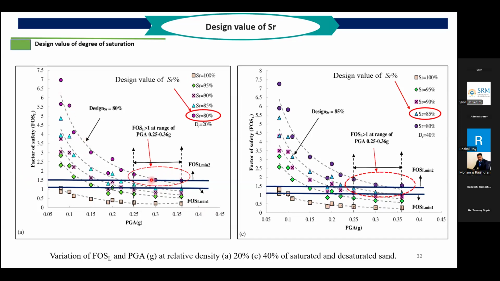So this is what we developed with respect to the induced partial saturation concept. How much induced partial saturation you need to create, whether you want to work the problem with 80% saturation or 95% saturation, is all with respect to the expected PGA value. This is pertaining to 20% relative density. Likewise, we have developed for 30 and 40.